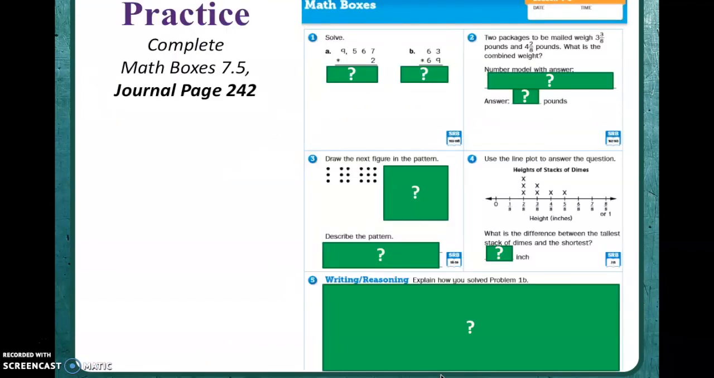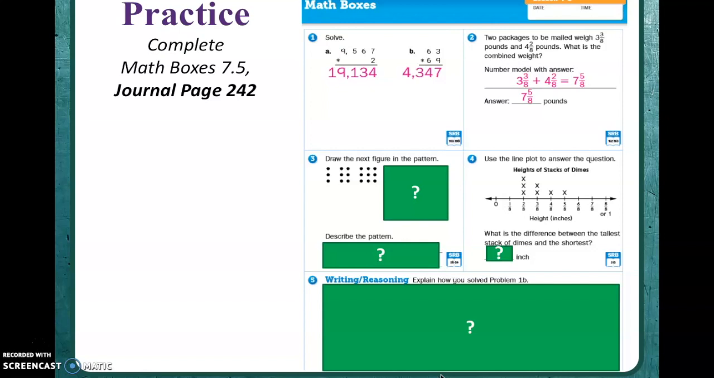Here are math boxes. Please go ahead and freeze the video and then come back when you have finished. Okay, using your math skills, the first answer is 19,134. Using the bow tie method, B is 4,347. For number 2, our word problem, the number model should have been 3 and 3/8 plus 4 and 2/8 equals 7 and 5/8. How many pounds is that? Well, that would be 7 and 5/8 pounds, which is our answer.